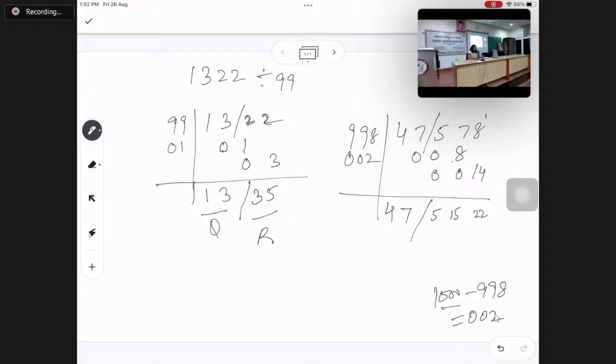Remainder? No. Because the remainder should have only 3 digits. So what should we do? We consider this as a carryover. So this is 2. 5, 15 plus 2 is 17. So 7. 5 plus 1 is 6. 672. So this is your quotient. This is your remainder. Okay.